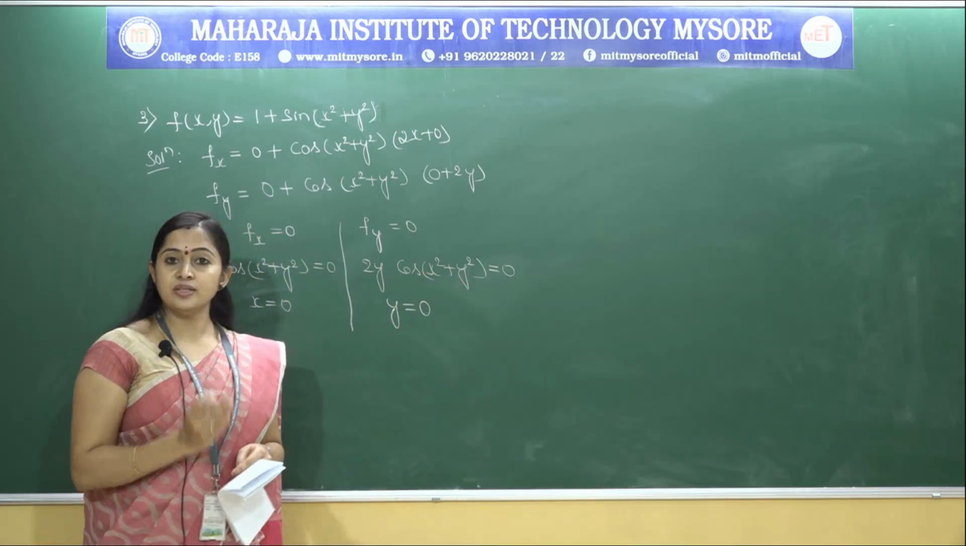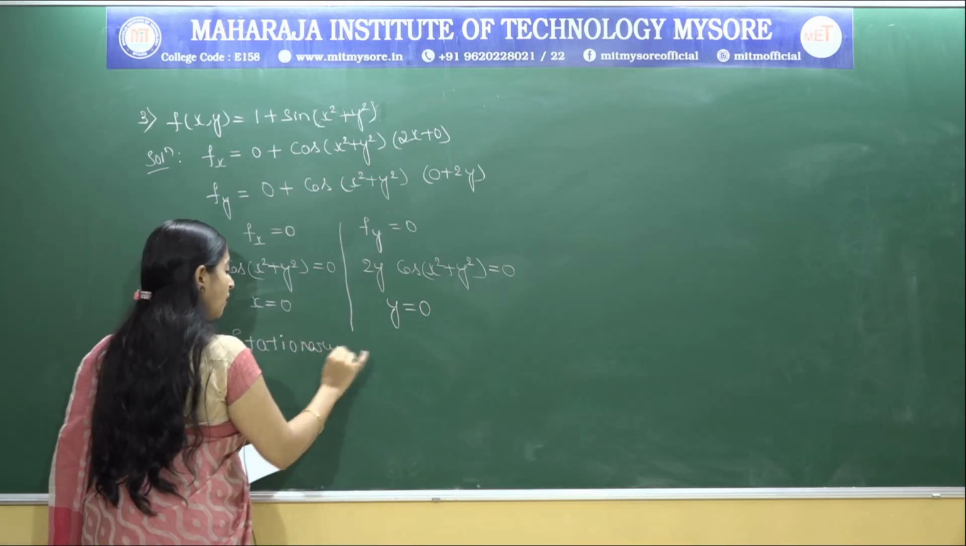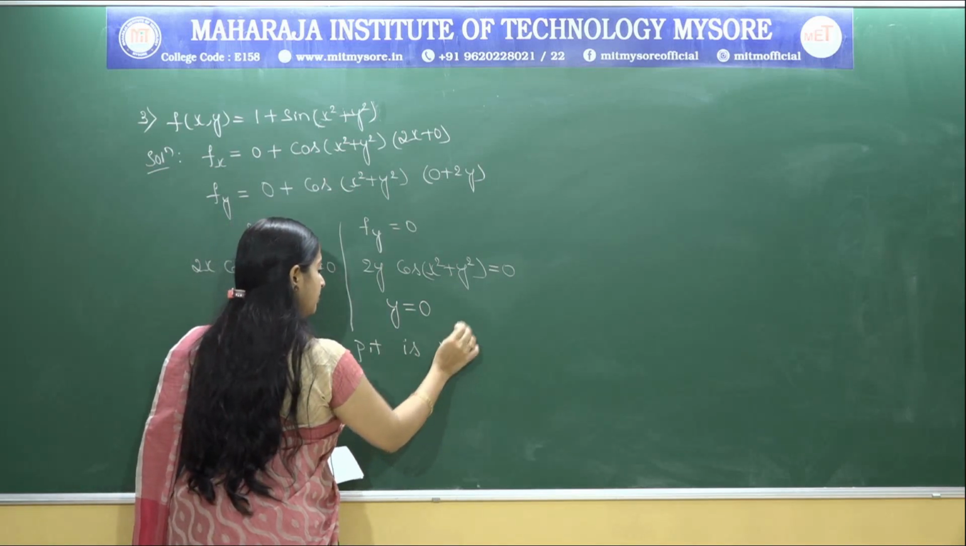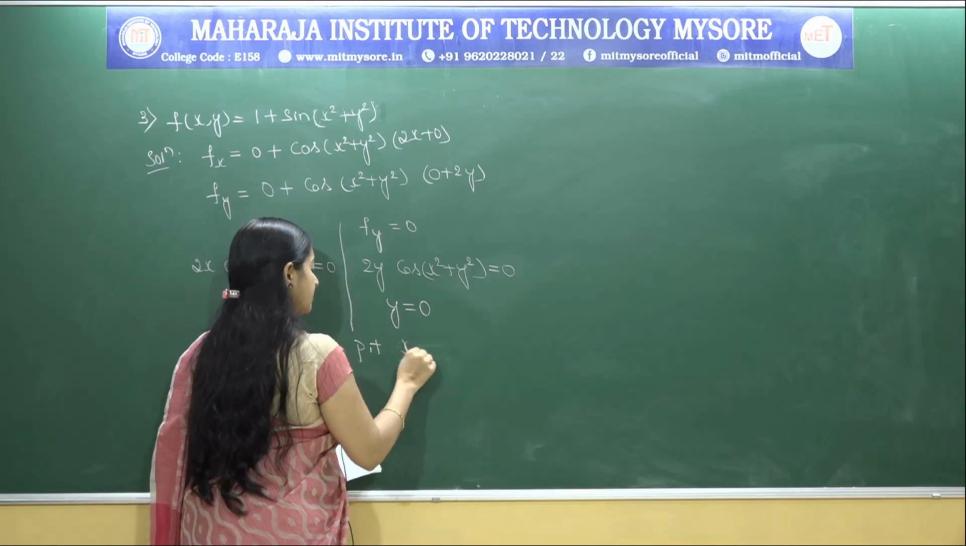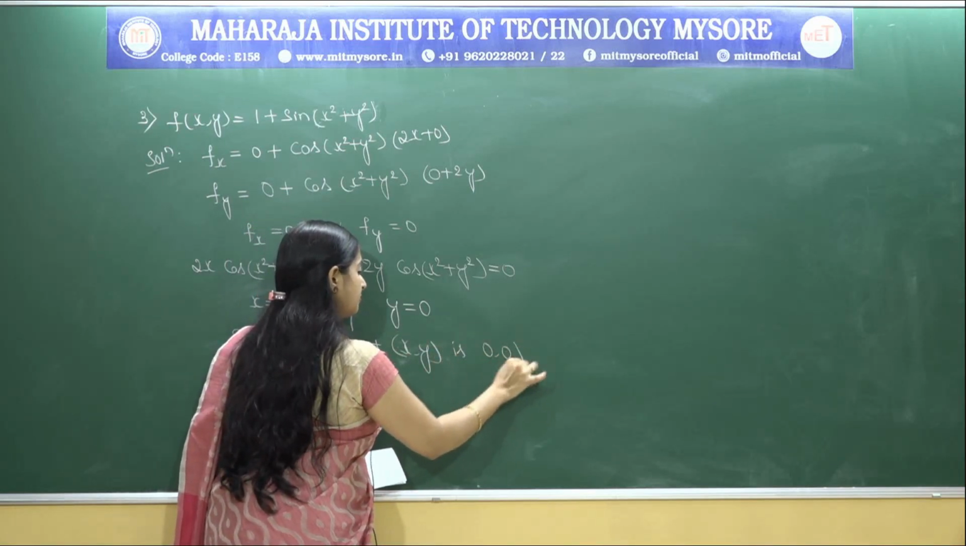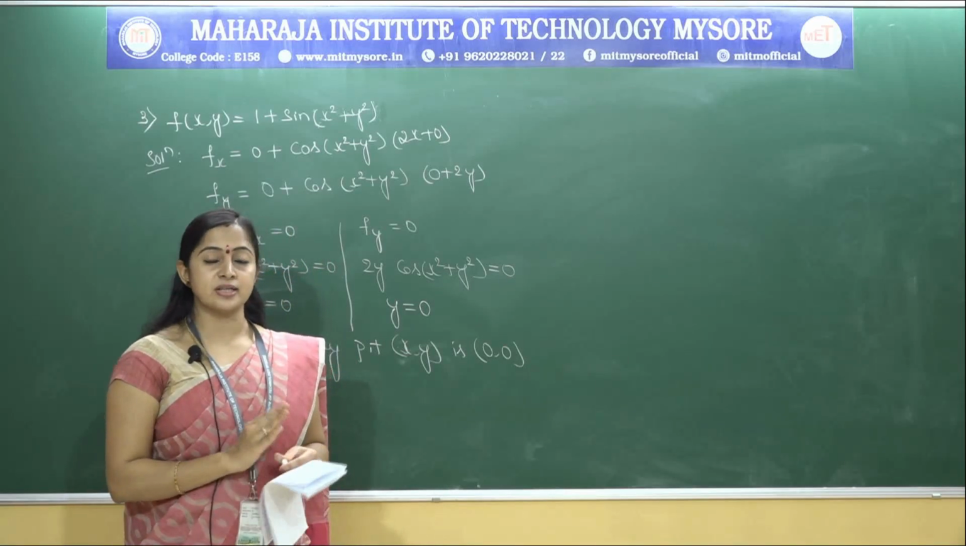So you will get only one stationary point in this case. So the stationary point is x comma y is 0, 0. So there is only one stationary point in this case.